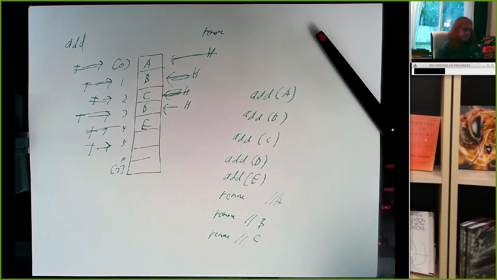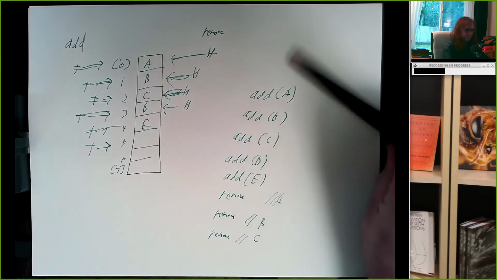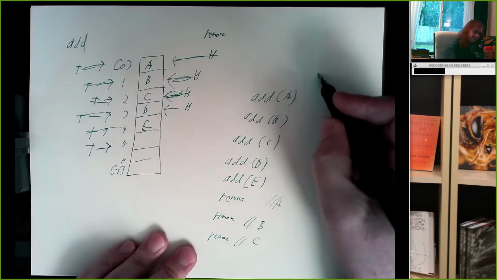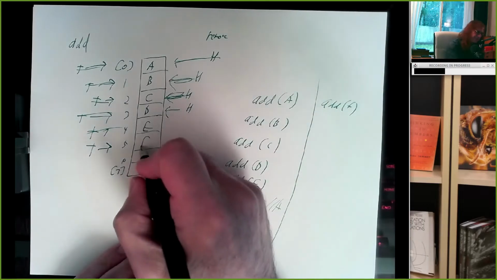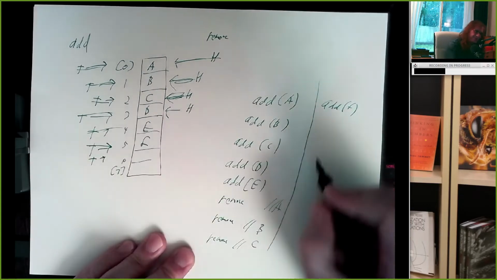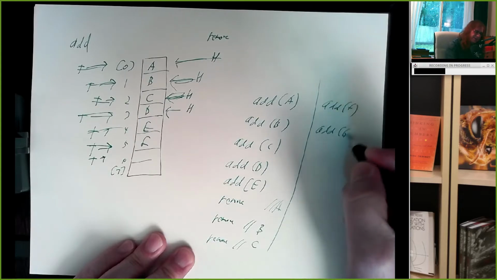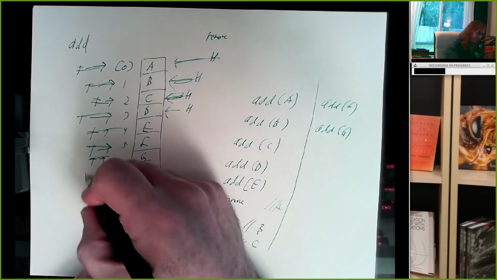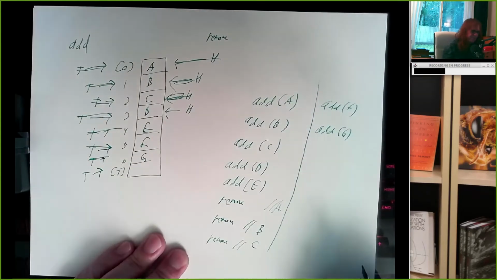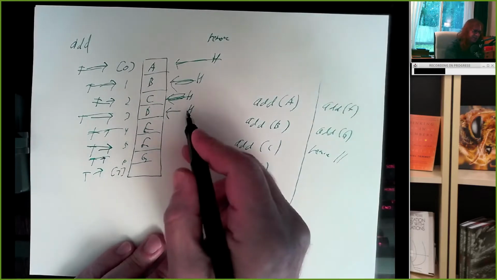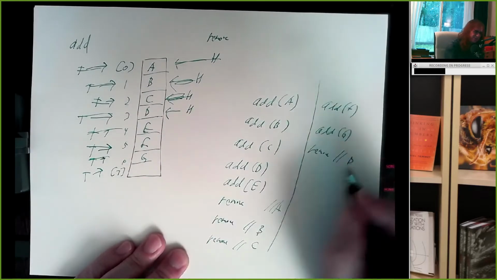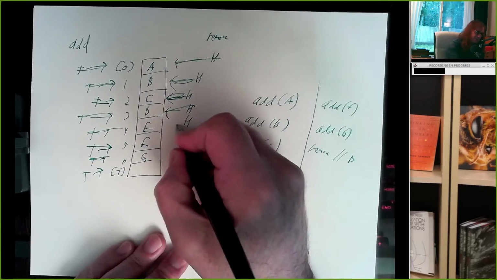All right, so this works great until, let's add an F. That's going to go right here. Tail will come down here. Let's add a G. That's going to go right here. Tail comes down here. Let's do one more remove. So head is pointing to D, so we're going to return the D. We're going to bump up the head.